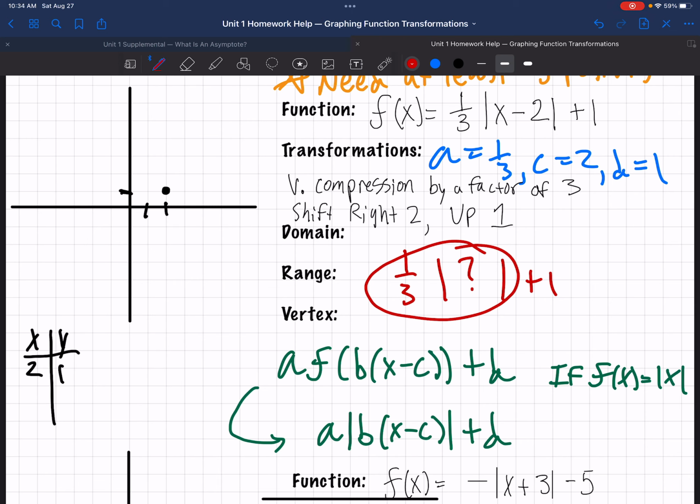Well, there's a few choices, right? There's 1/3 times 3. There's 1/3 times 6. There's 1/3 times 9. Any of those are fine, right? Because 1/3 times 3 is 1. 1/3 times 6 is 2. 1/3 times 9 is 3. All of those are going to get you whole numbers. But then you just have to think, what value of x, when subtracted by 2, gets you those, right?